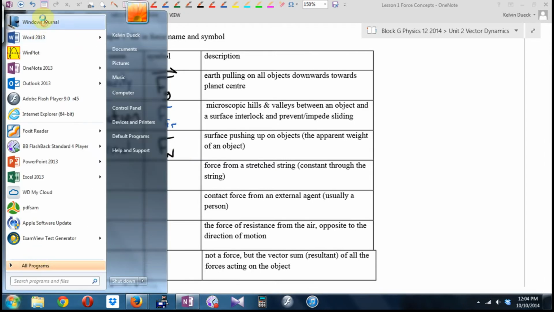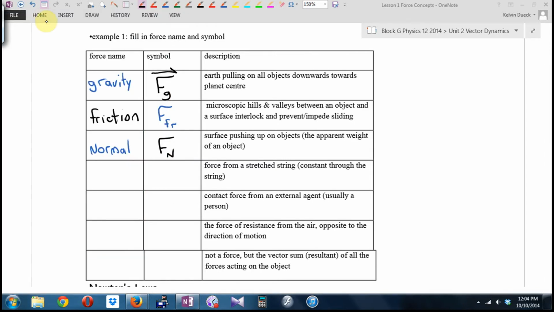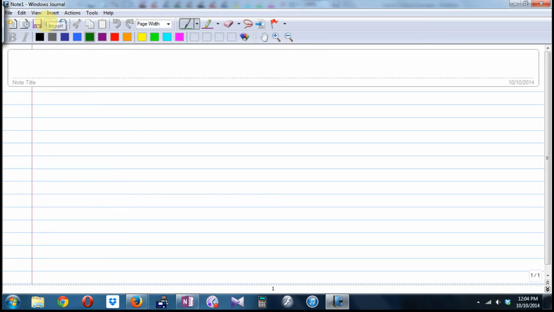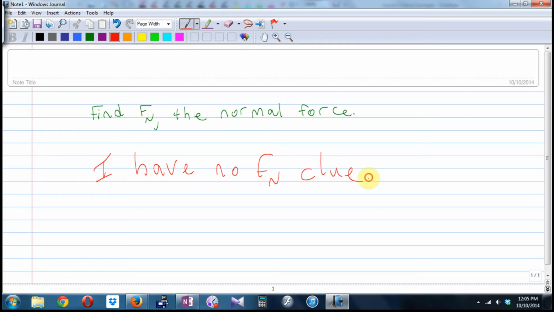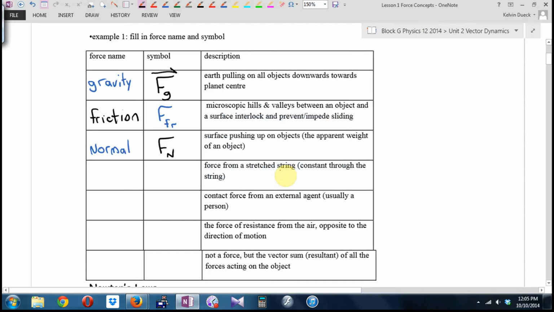Several years ago, we were marking Physics 12 provincial exams, and there was a question that said, find Fn, the normal force. And we were marking papers, and a student wrote an answer that was funny. It didn't give them any marks, but it was funny at least, okay? Fair enough. Points for honesty, but not for physics.